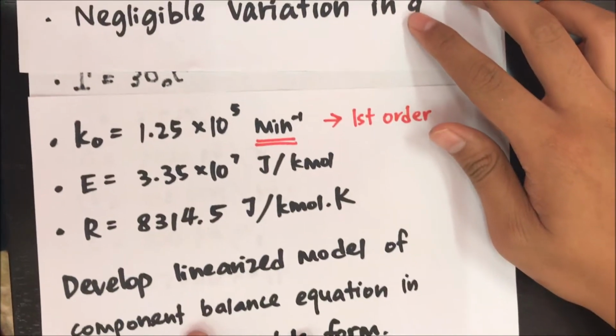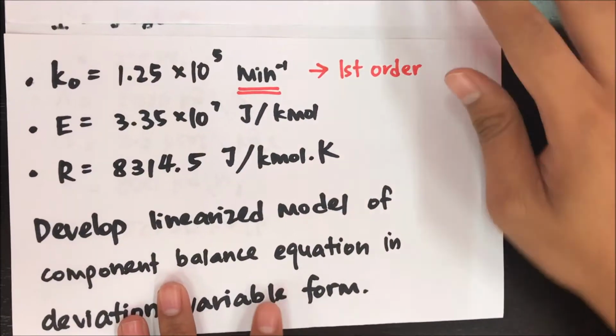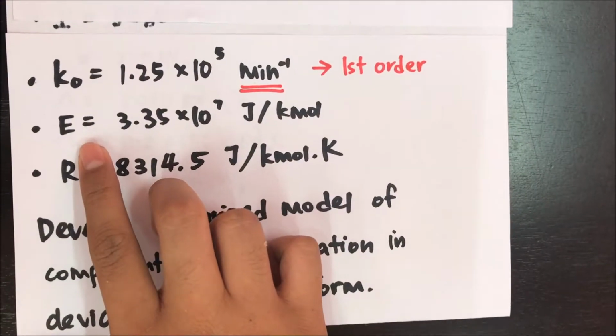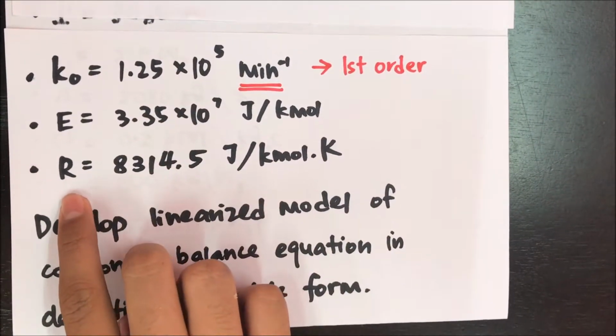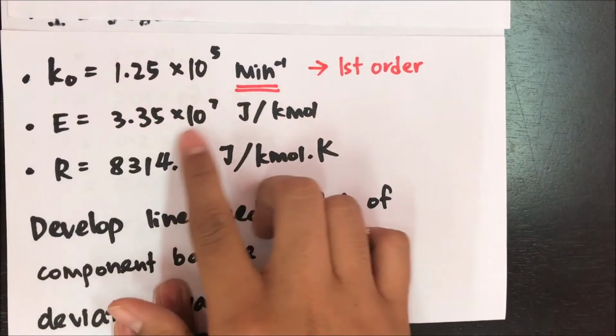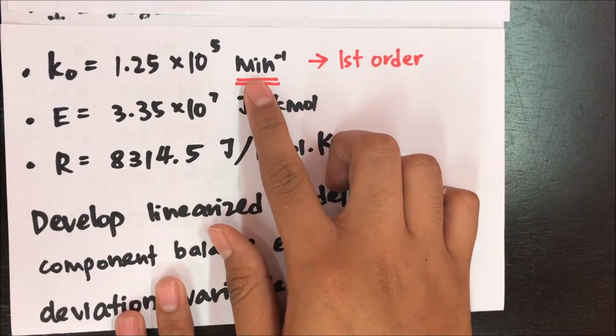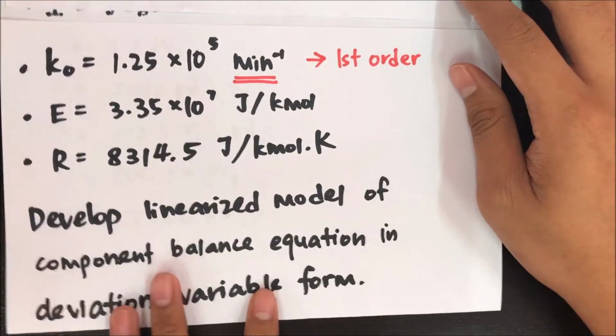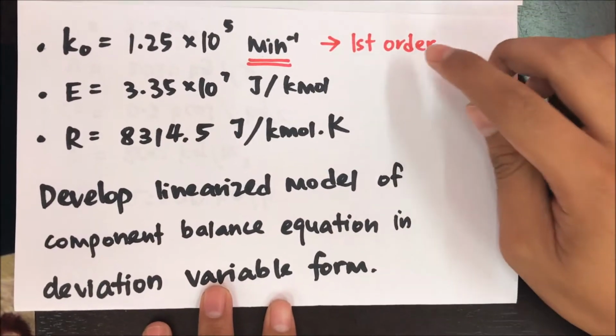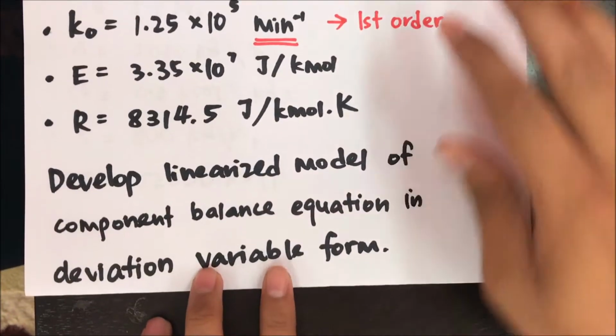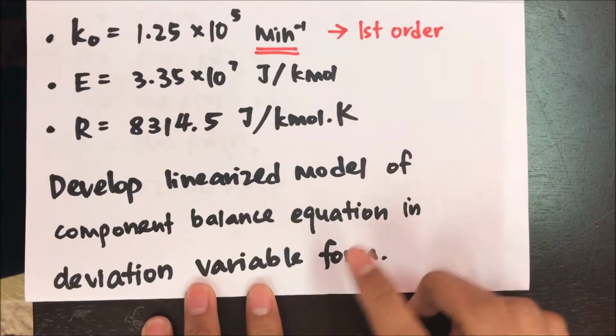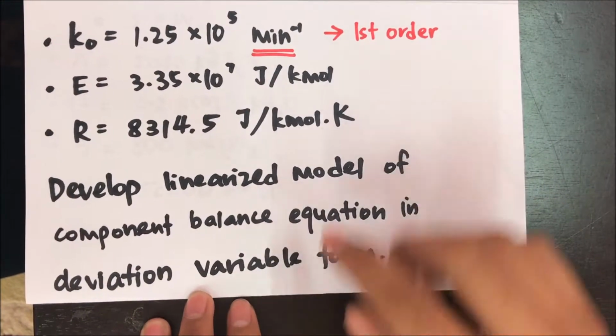Also, there is new extra information for K naught, E, the activation energy, and the gas constant. As you know, the K naught unit is per unit time. So we know that the reaction here is first order. The question asks us to develop a linearized model of the component balance equation in deviation variable form.